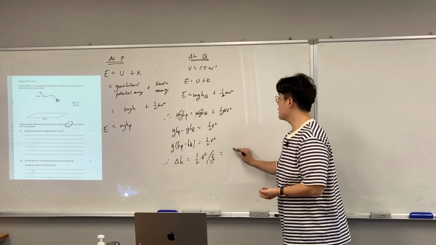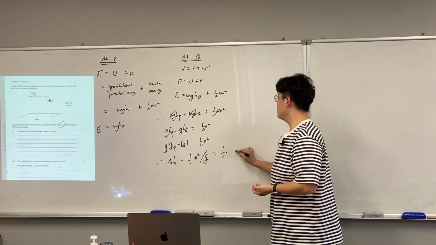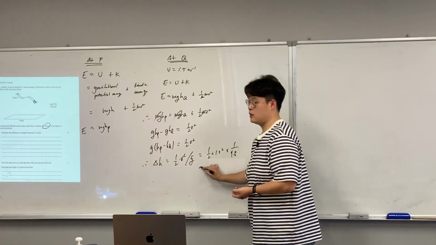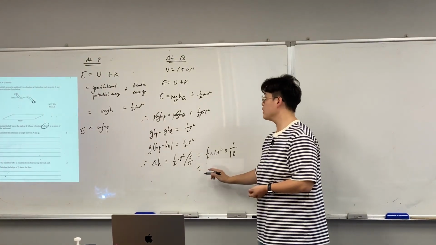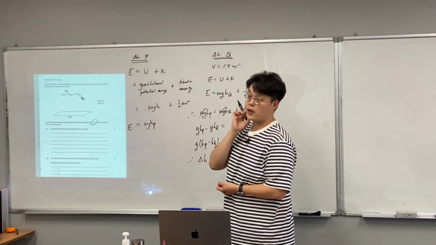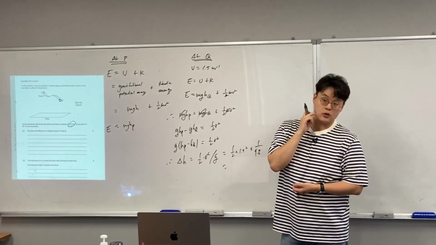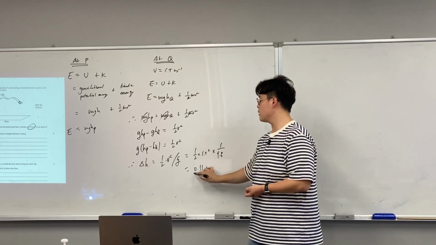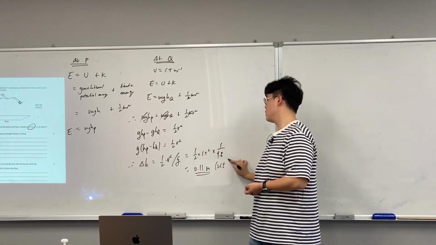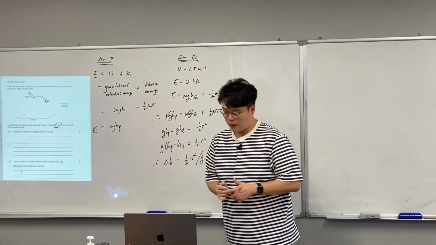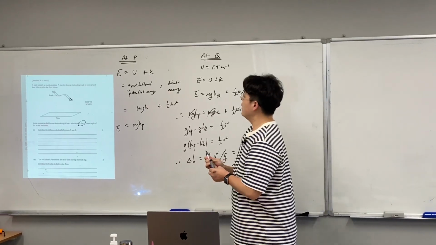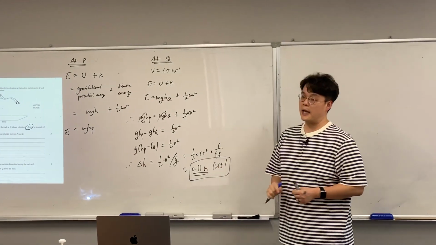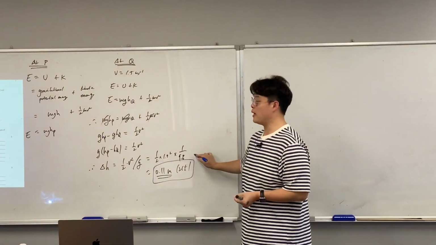That is half times v squared, 1.5 squared, times 1 over 9.8. Then you should get 0.11. Given the sig figs we have, how many sig figs? 2. So your answer must be to 2 sig figs, which is 0.11 meter. Marking, 3 marks. If you get the marking answer with 2 sig figs, you get 1 mark straight away.